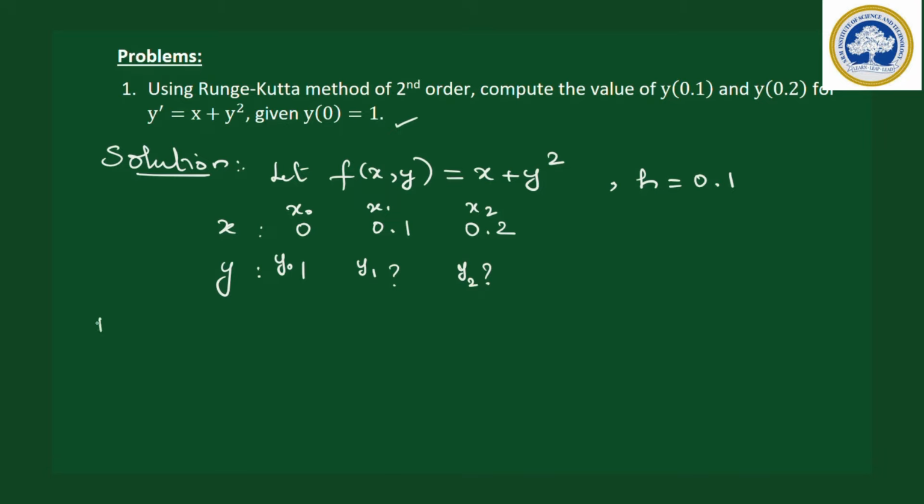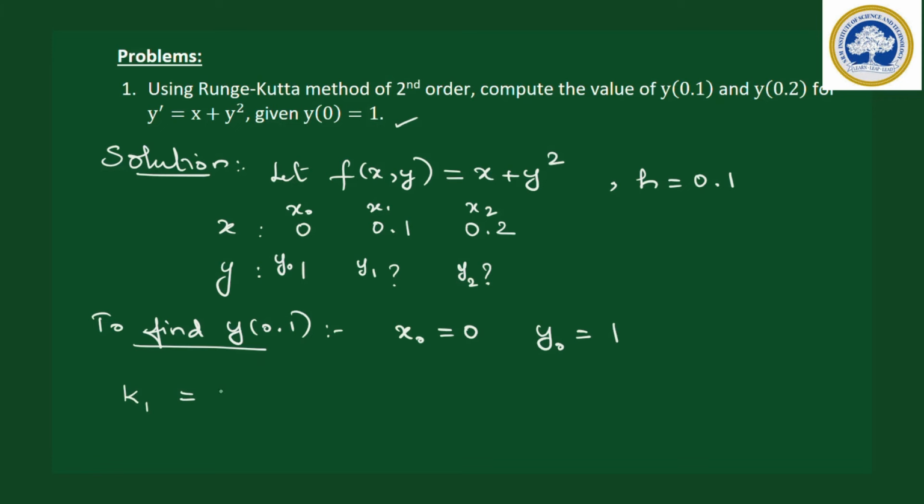Now let us start the calculation. First to find y(0.1), we should know the x0 value and the y0 value. x0 is 0 and y0 is 1. Using this, we first have to calculate k1 and k2, since it is a Runge-Kutta method of second order.